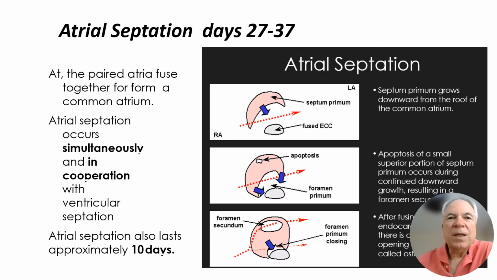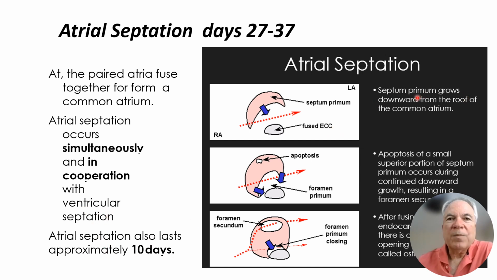So the atrial septation is pretty complicated. The paired atria fuse together to form a common atrium. We have a common atrium. Then the atrial septation occurs simultaneously and in cooperation with ventricular septation, and it takes about 10 days.